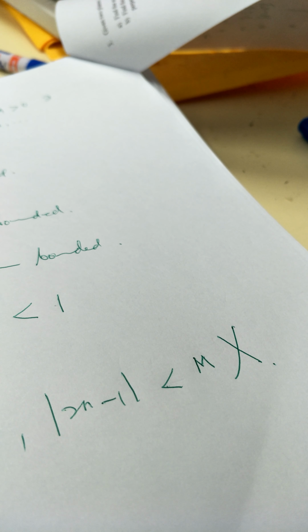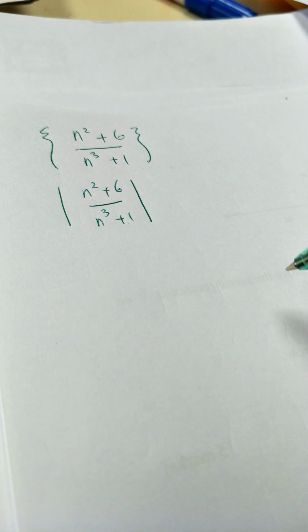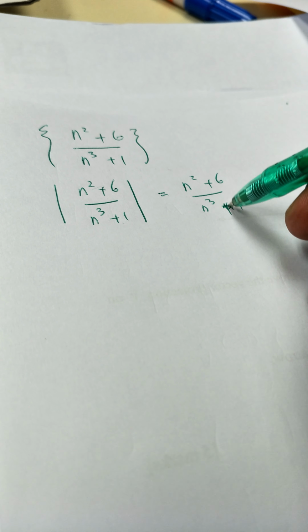Let me give you a further example. How can we find the bound m for a sequence? If you consider this sequence, n squared plus 6 over n cubed plus 1, and take the absolute value, for that sequence, n is always positive, so we don't have any negative terms. It's all positive, so I can just write this as n squared plus 6 over n cubed plus 1.